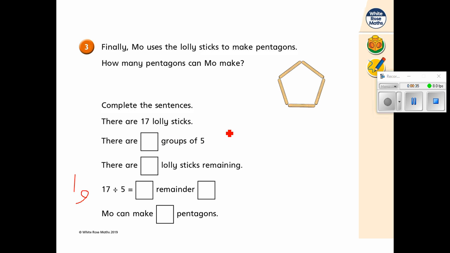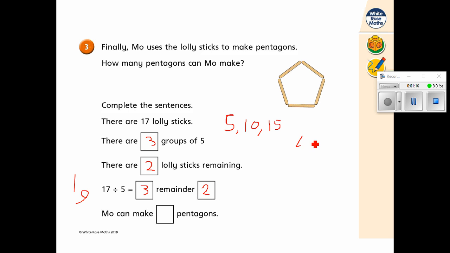Well, this is quite easy because we can make one group of 5. We would use 5 lolly sticks. If we had 2 groups of 5, that's 10. If we had 3 groups of 5, that would be 15. And I'm sure you can see that if we had 4 groups of 5, then we would have 20, but there's only 17 left, so therefore that's too many. So there are how many groups of 5? There are 3. How many lolly sticks remaining? There are 2 lolly sticks remaining, 2 left over. So 17 divided by 5 is 3, remainder 2.